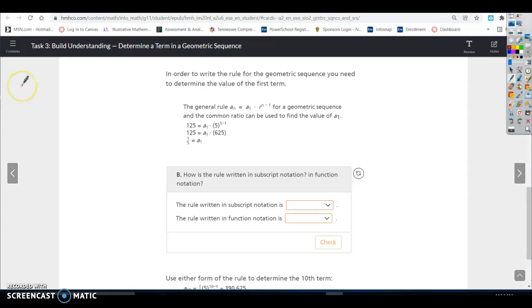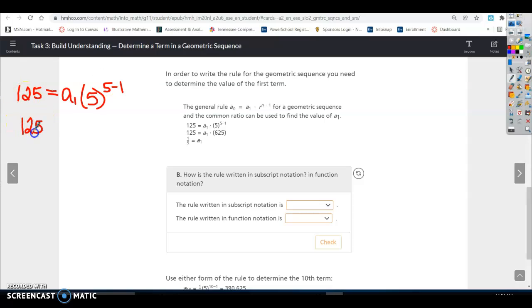So we're given 125, and we are looking for our first term. That's the only variable now. And we have 5 to the 5 minus 1 power. Remember, it's your first term times your common ratio raised to the n minus 1. So in this case, n, our fifth term, is 125. That was our given information. So we just plug that in and now we can solve.